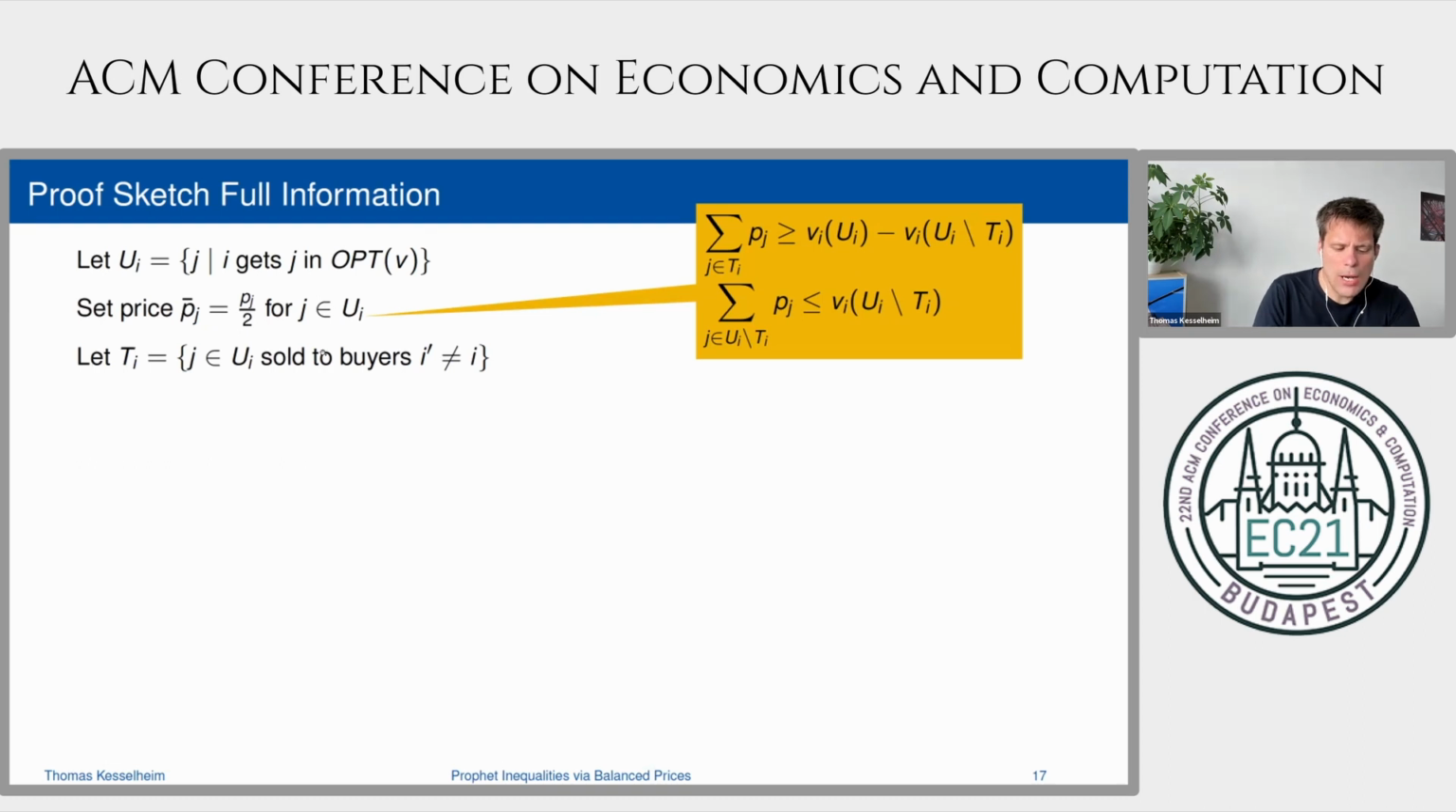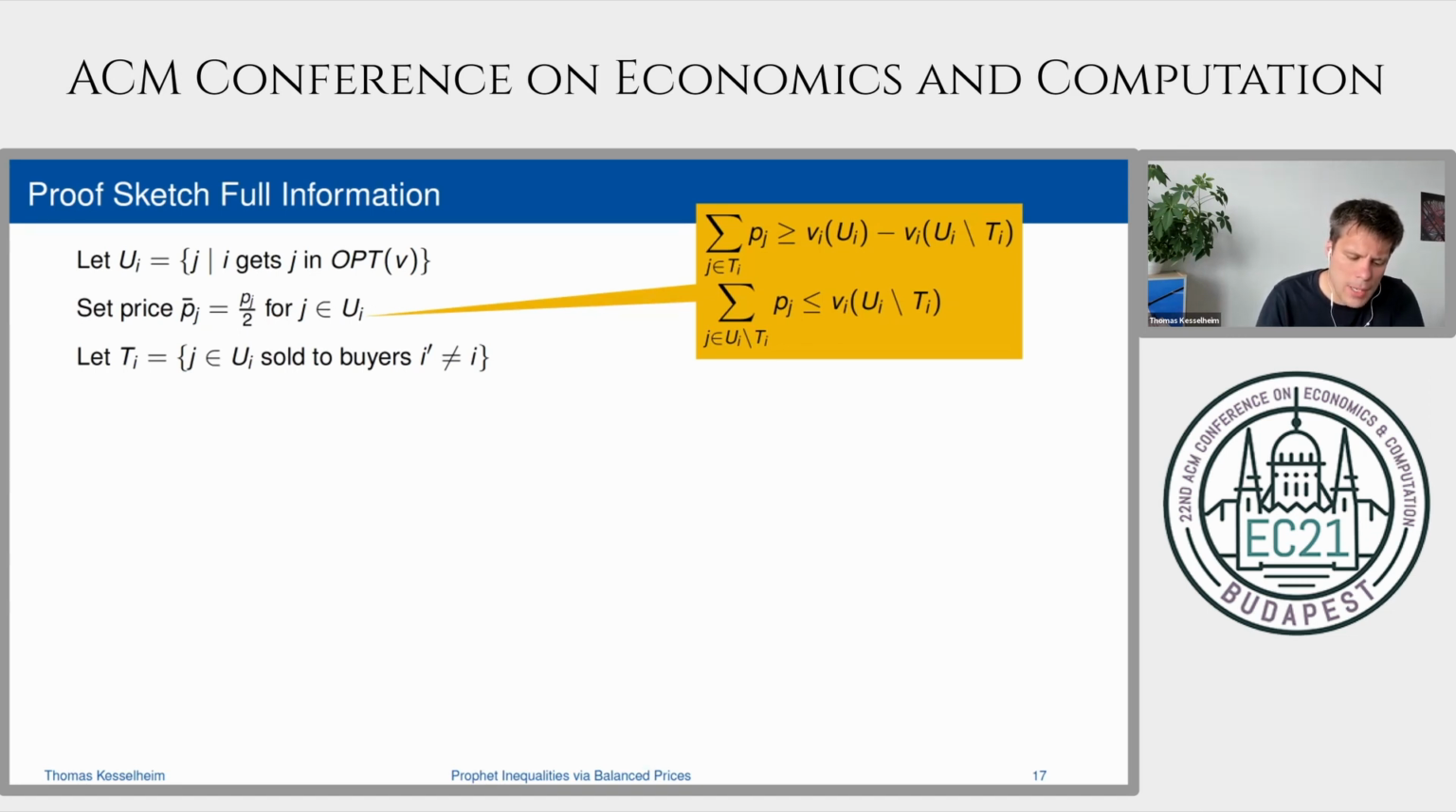And how can we argue now that we're getting good welfare? Let Ti be the set of items which actually should go to buyer i. Recall that Ui was the set of items that buyer i should be getting in the optimal solution, but Ti, we now say, are the items which are sold to some other buyer other than i. So this is what we planned for buyer i, but somebody else bought this.